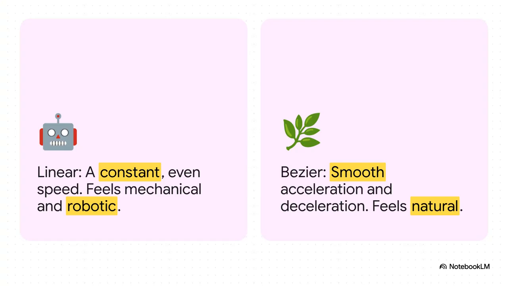See, right now, our cube is using what's called linear interpolation. It's a straight line from A to B. It's robotic. What we want is something called Bezier interpolation. Think about throwing a ball. You don't throw it at a constant speed, right? It starts slow out of your hand, speeds up, and then slows down as it reaches the top of its arc. That easing in and easing out is what makes things feel organic. And the graph editor lets us literally shape those curves of motion.